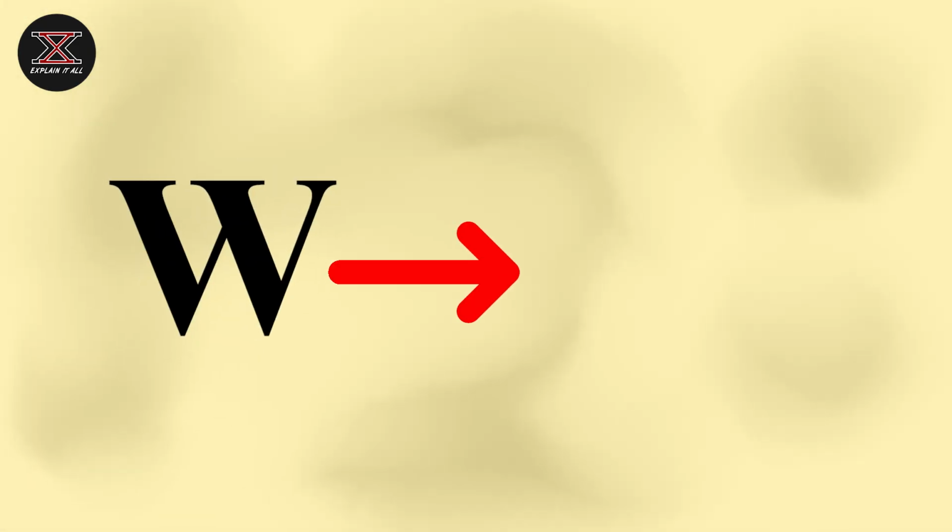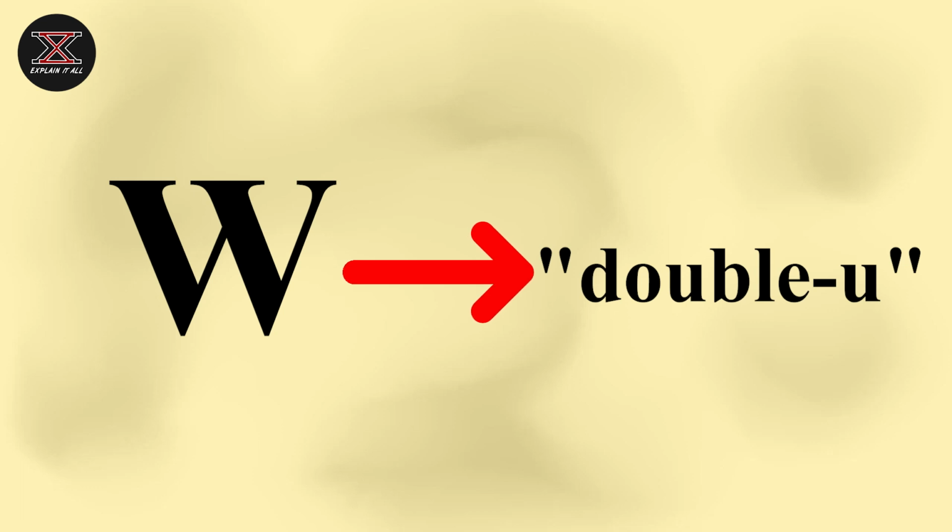W was developed from the doubling of U in the Middle Ages to represent sounds not covered by V. Its form and function have evolved to accommodate linguistic needs.